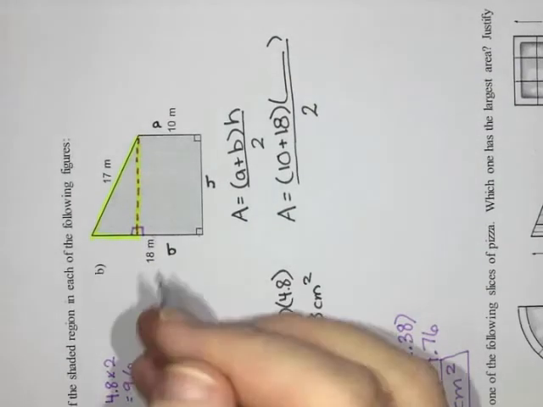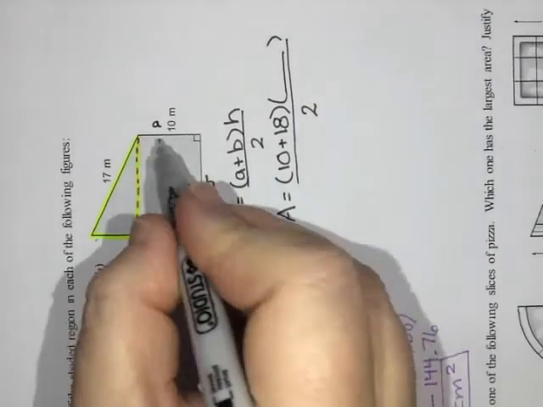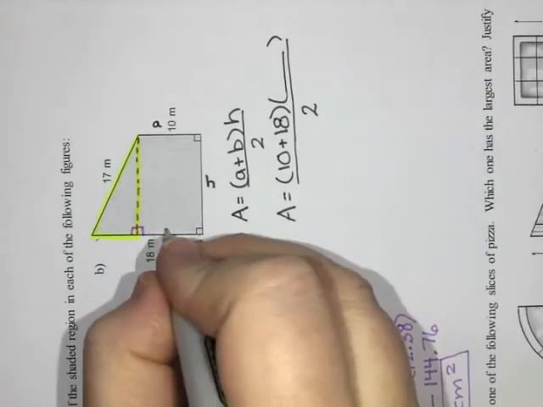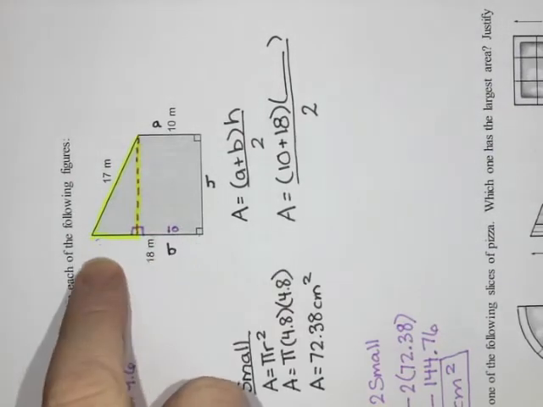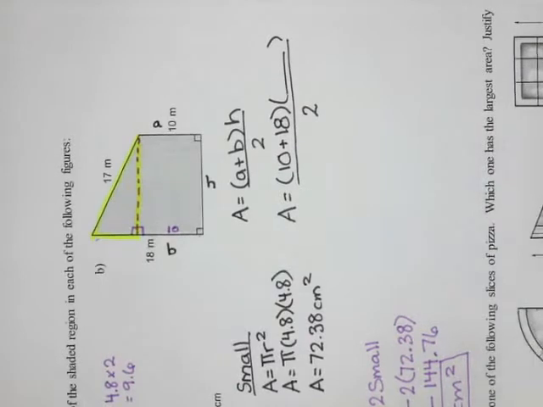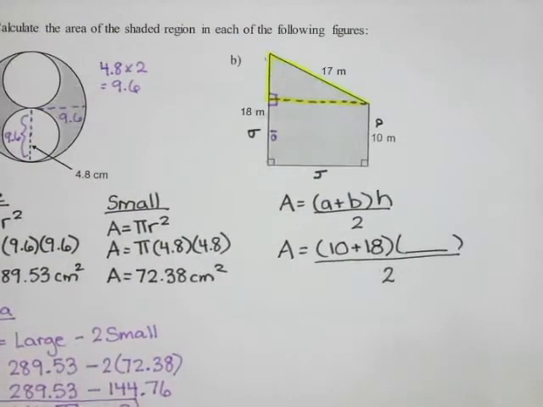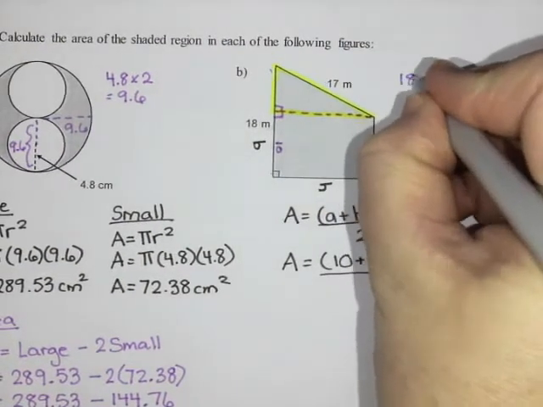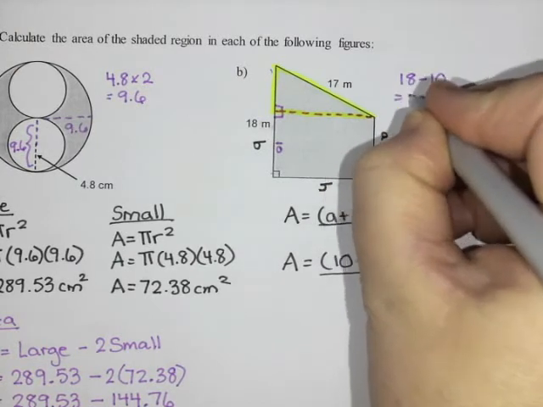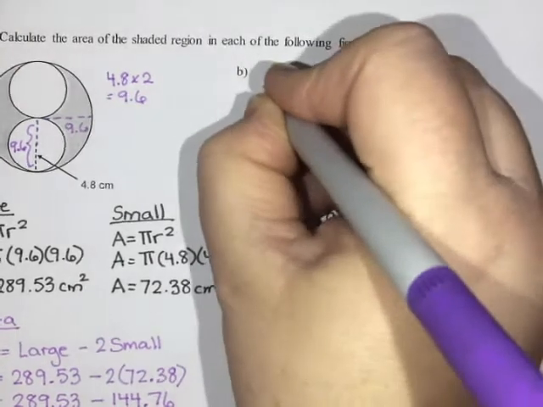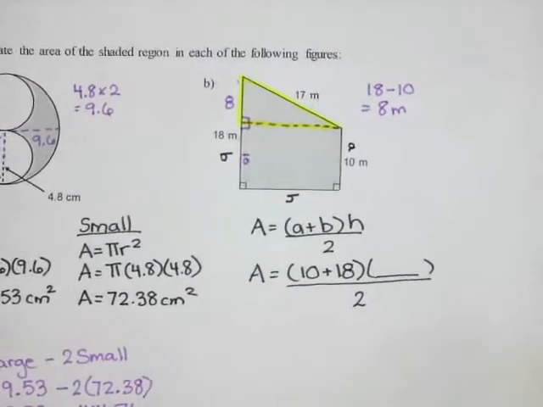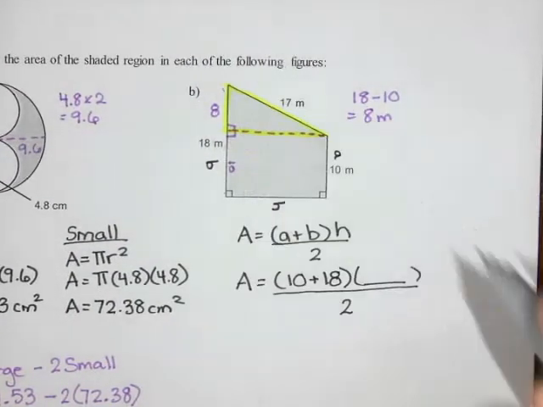So I notice that this whole side is 18. This portion here is 10. So if I do 18 minus 10, it should give me that part right there. So if I do 18 minus 10, I get 8 meters. So this is 8 right there. And then this, I can use Pythagorean theorem to help me figure out.